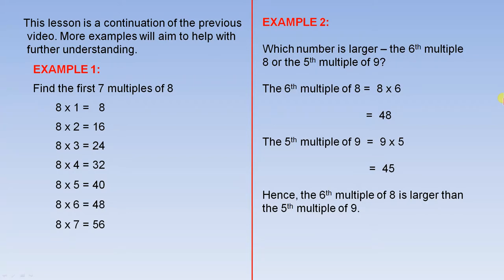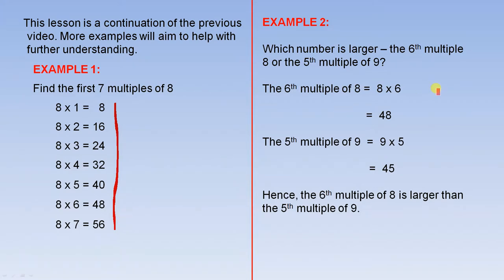Find the first 7 multiples of 8. So 8 is the number we're looking at and we need the first 7 multiples. So we multiply 8 by the numbers from 1 to 7. So here are the first 7 multiples of 8. So it's basically the 8 times tables, looking at the first 7 multiples.